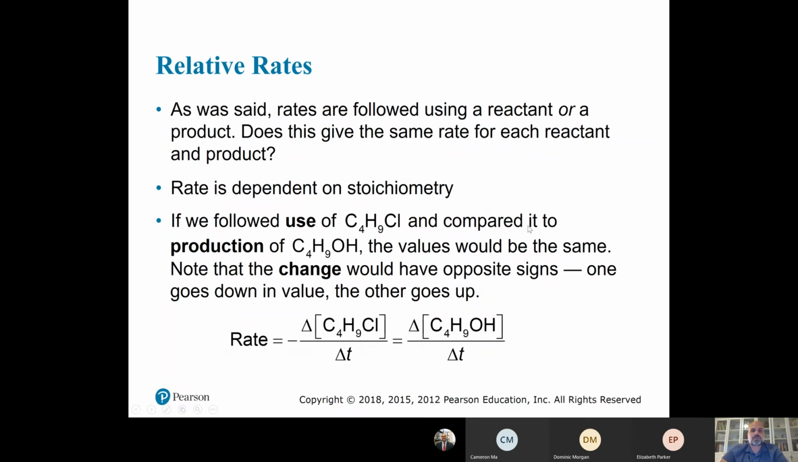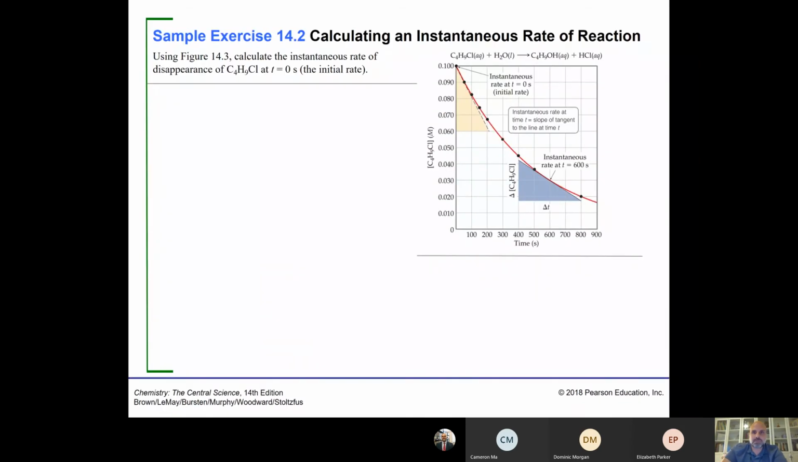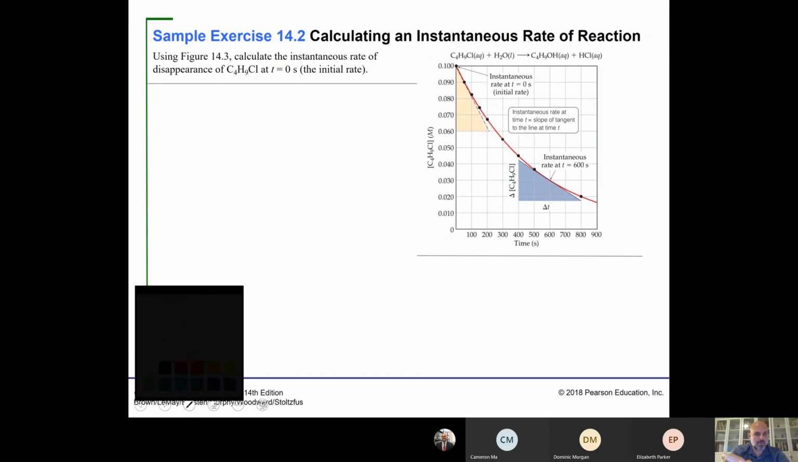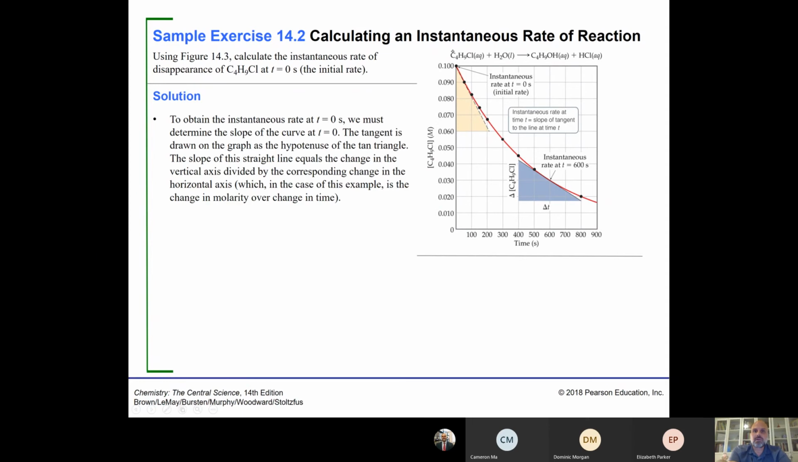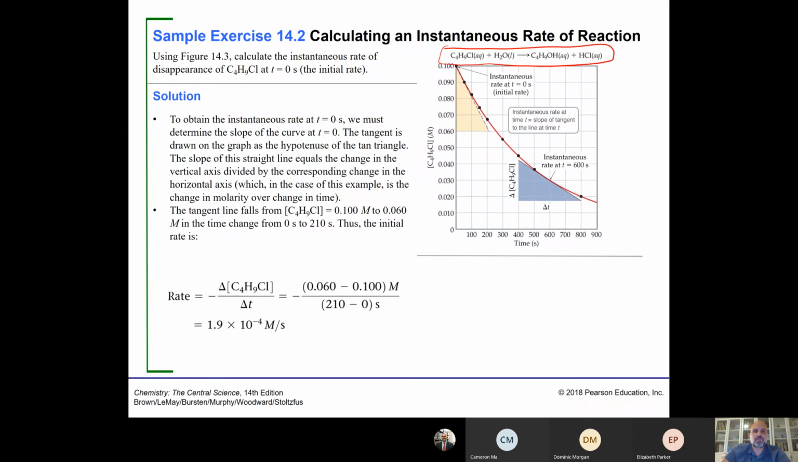So when we're talking about rates, we have to find the reaction. Where's the reaction? Right here. So if we look at this reaction up above, color coding, I have red on right now. So we have our reaction up above, and we have the C4H9Cl plus water reacting to give us our C4H9OH alcohol plus hydrochloric acid.